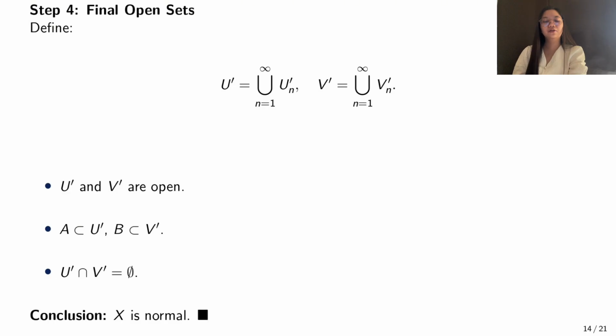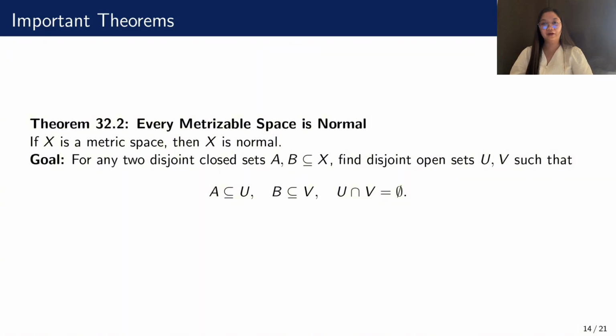Okay, so for the next theorem, we have Theorem 32.2: every metrizable space is normal. Any space that can be described using a distance function, which is a metric, automatically has the property of being normal. That is, for any disjoint closed sets, you can find two open sets that keep them apart. So if X is a metric space, then X is normal.